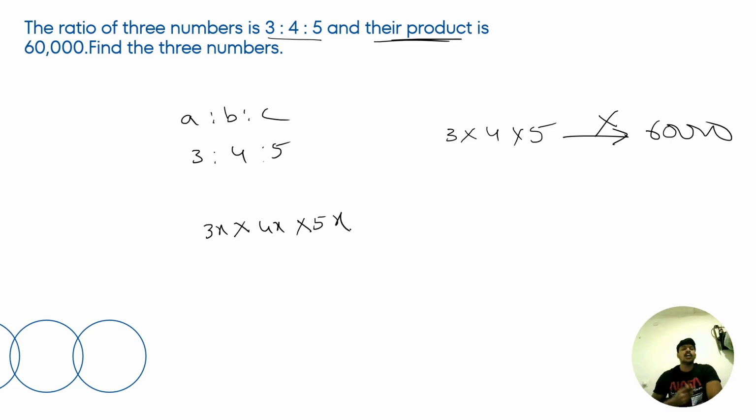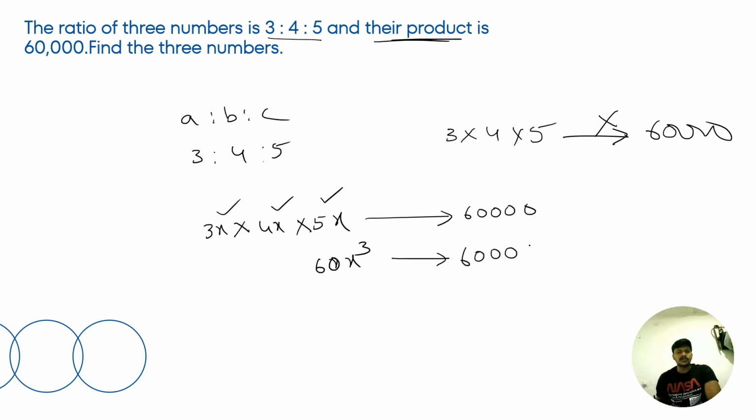These are the original numbers. And this is the product in our case, like 3 into 4 into 5. The product of three numbers is 3x into 4x into 5x. But in the original problem, this value is equal to 60,000. So in our problem, the multiplication is 3 into 4, 12, 12 into 5, 60x cube, because x appears 3 times. This value is given as 60,000. That means x cube is equal to 1000 and x equals 10.